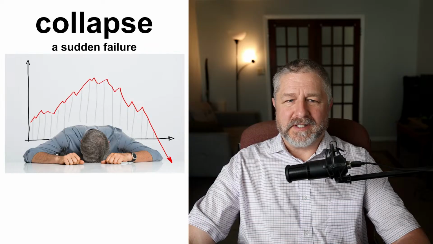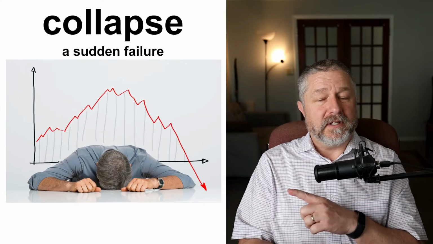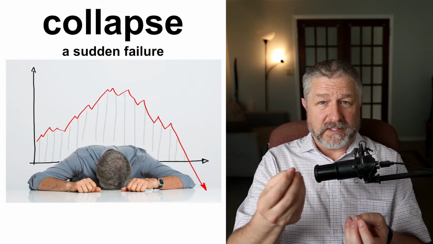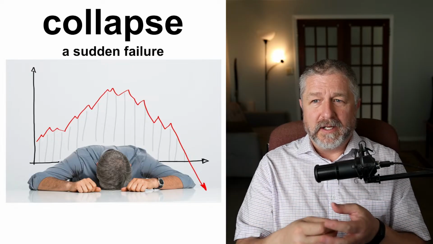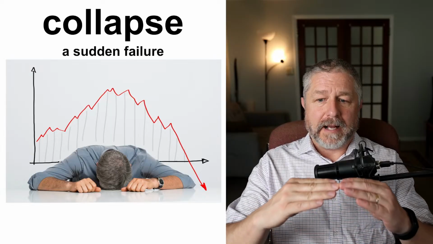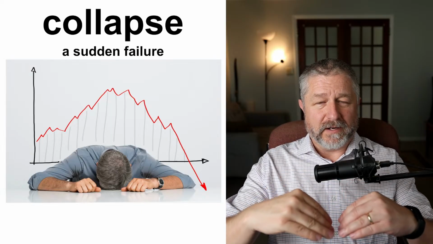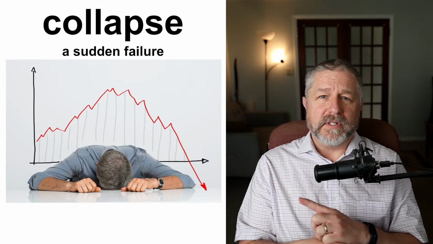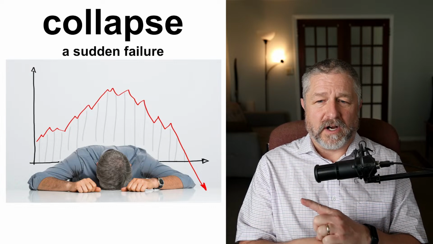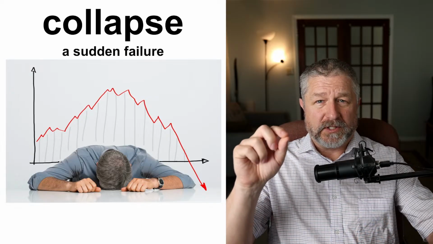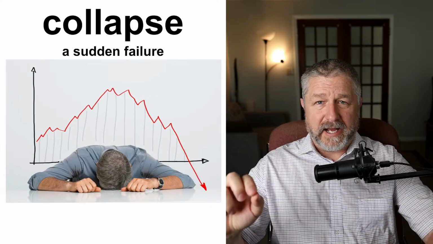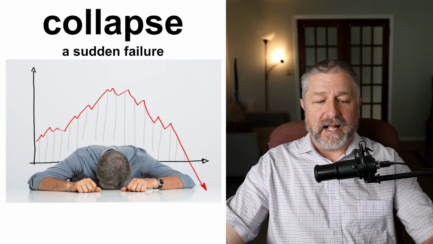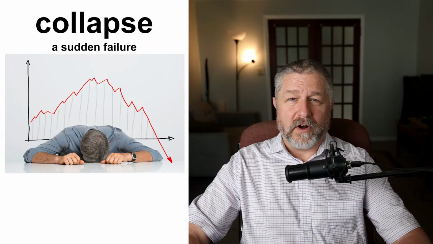A collapse is a sudden failure. So there could be a collapse in the stock market. There could be a collapse in the confidence people have in a political leader. There can be a physical collapse where, like, a bridge falls down. All of these would be things not going well. But we often use this word to talk about the stock market. So if you own stocks and the market goes down, you could say the market is collapsing. The market has collapsed. Things are not going well.